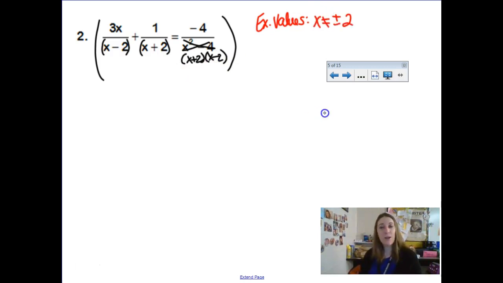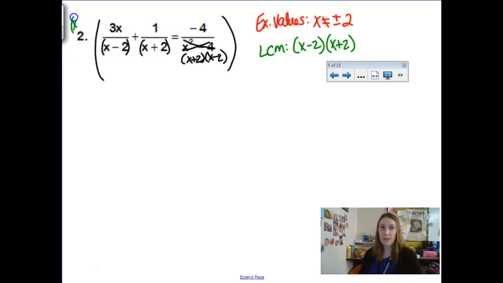So just remember at the end of the problem, if I get either one of those answers, I'm going to have to cross them off. So my least common multiple for this problem, I'm going to need an x minus 2 as a factor. I'm also going to need an x plus 2. And that's going to knock out all of my terms, all my denominators.